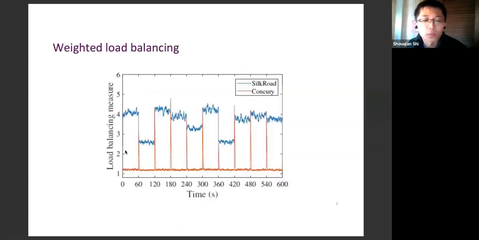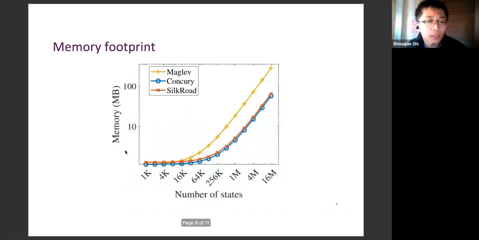This figure shows the weighted load balancing for heterogeneous backend servers. Using Concurry, the measure is always close to 1, which is the best setting. When there are weight changes, the measure increases temporarily and quickly returns back. This figure shows the memory cost of Concurry, Maglev, and Silk Road. Concurry is the most compact one and uses less than 50 megabytes for 16 million packets. Concurry is very efficient in memory footprint and thus can be ported to hardware switches.